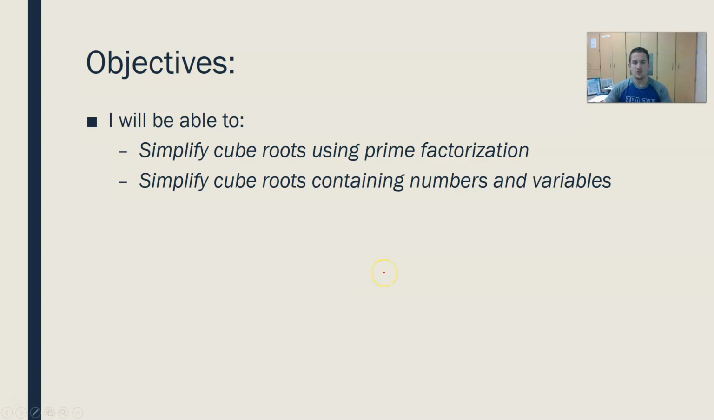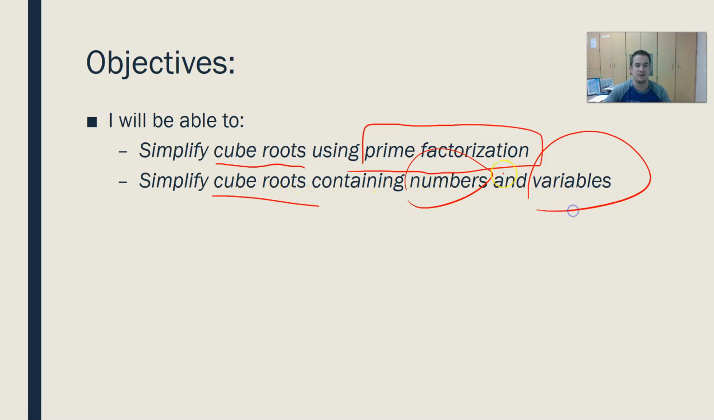So by the end of this lesson, these are the things that I hope you are able to do. I want you to be able to simplify cube roots using prime factorization and simplify cube roots containing numbers and variables. Notice these objectives look very similar to the objectives we had for simplifying square roots, except now they're going to be cube roots. We'll talk about what the difference is and how we go about solving those.